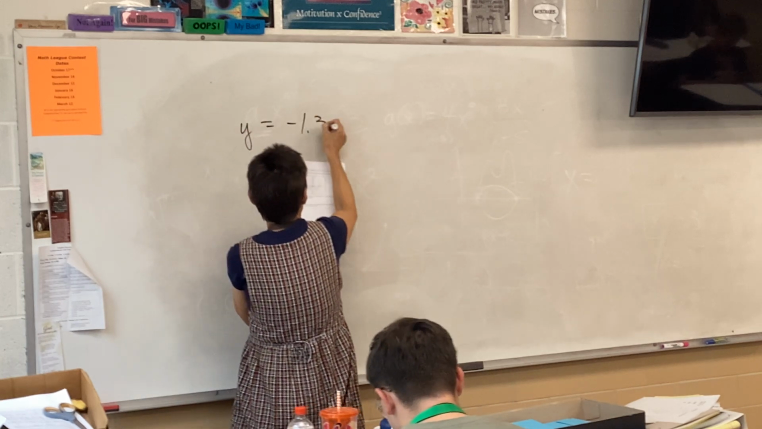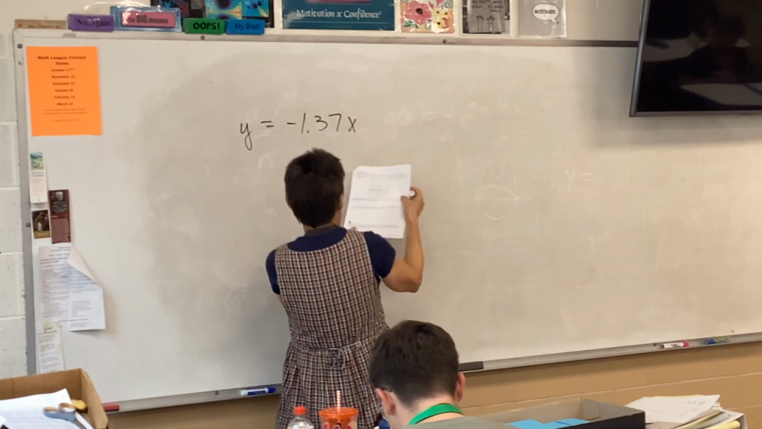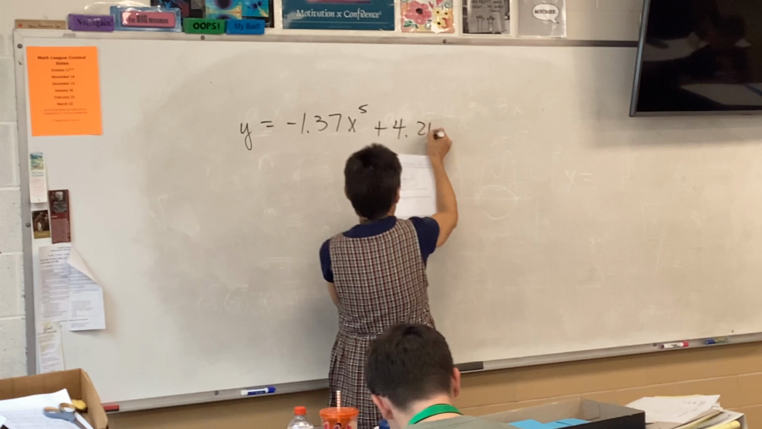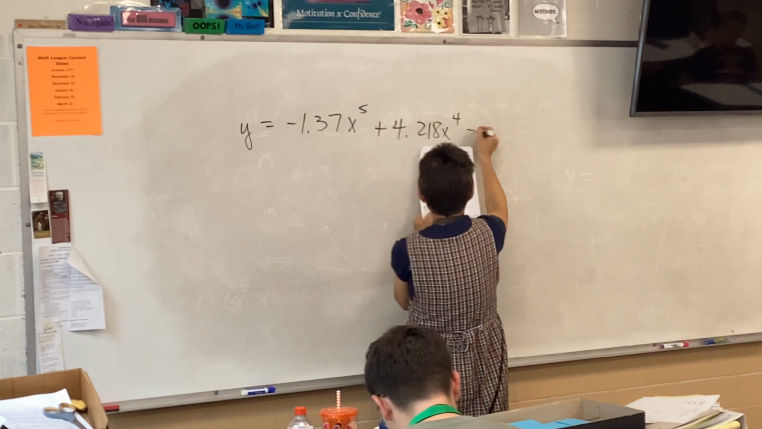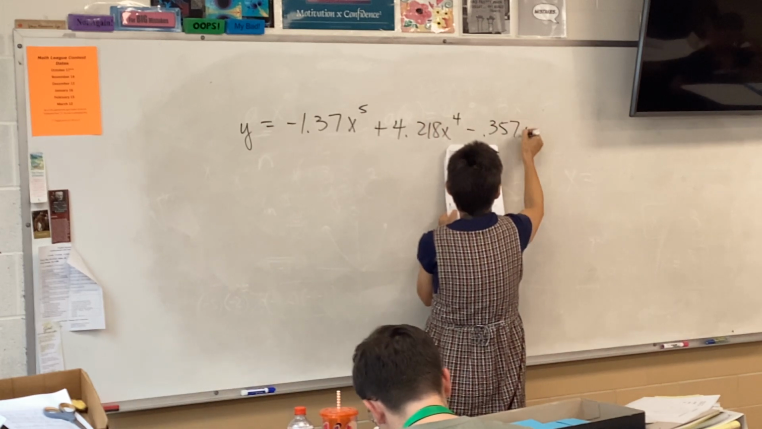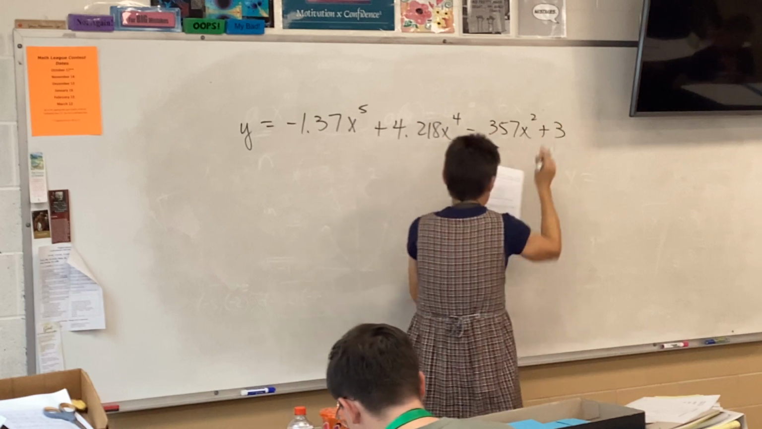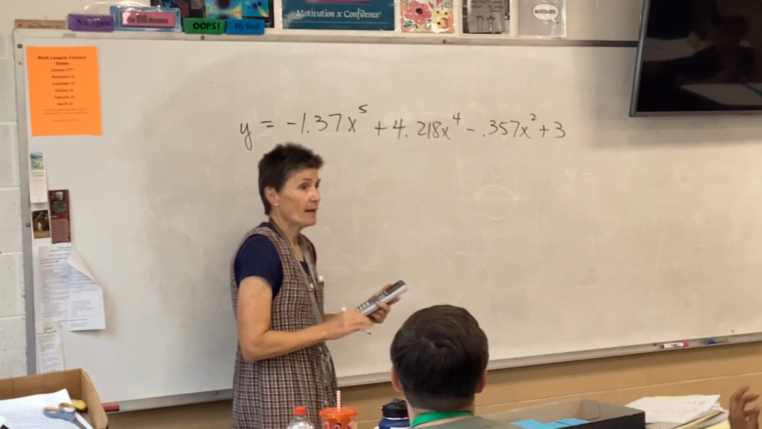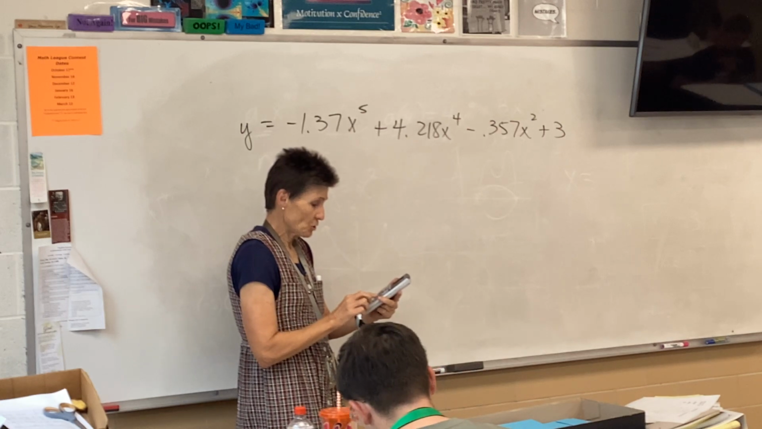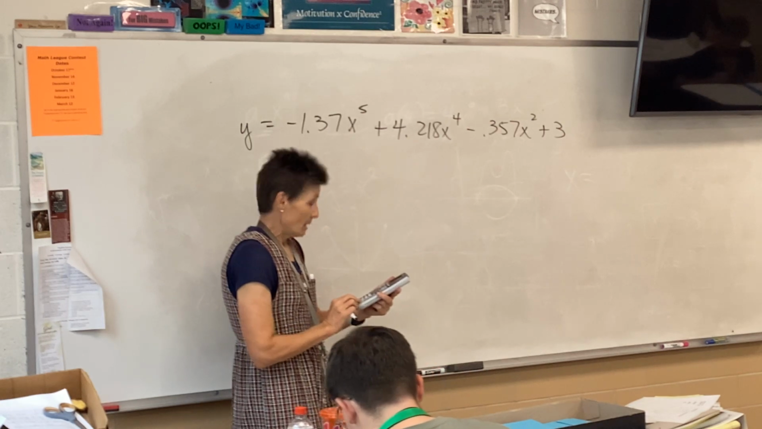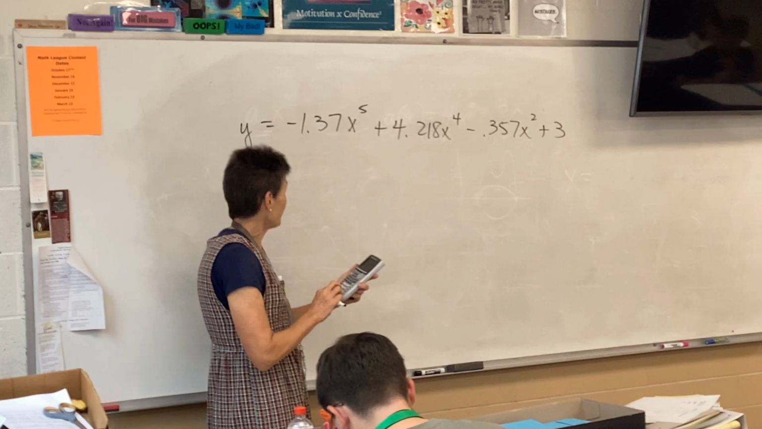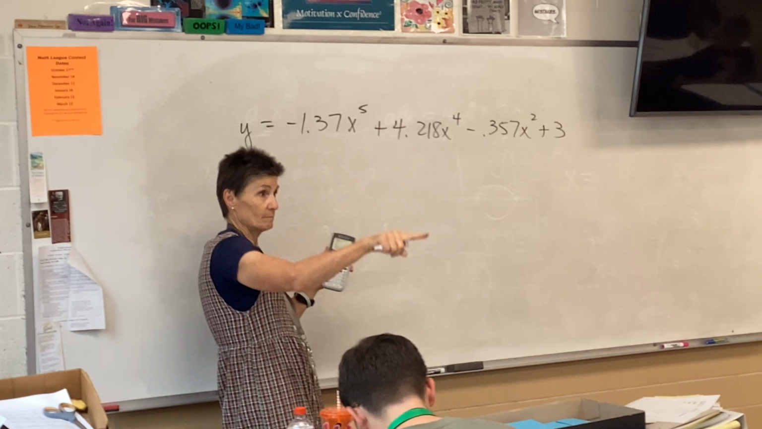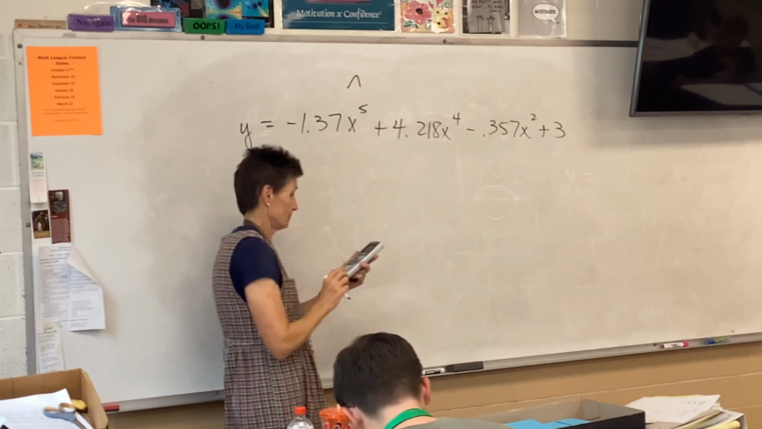So negative 1.37x to the fifth plus 4.218x to the fourth minus 0.357. Make sure I'm copying this right. Okay, so I'm going to put that equation into my calculator. Everybody know how to put that in? Everybody know how to get x to the fifth? Use your little caret button. That little guy right there.